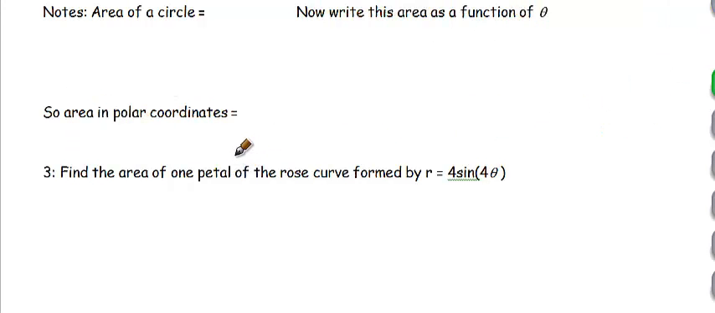So we're going to start by finding the area of a circle. And the area of a circle is just pi r squared. And the idea here is we want to find area in polar. And polar is all based around circles more than anything else. And the problem is when you have a polar coordinate, you have some sort of radius and you have some sort of angle. You don't have the full circle, you just have a slice of it.